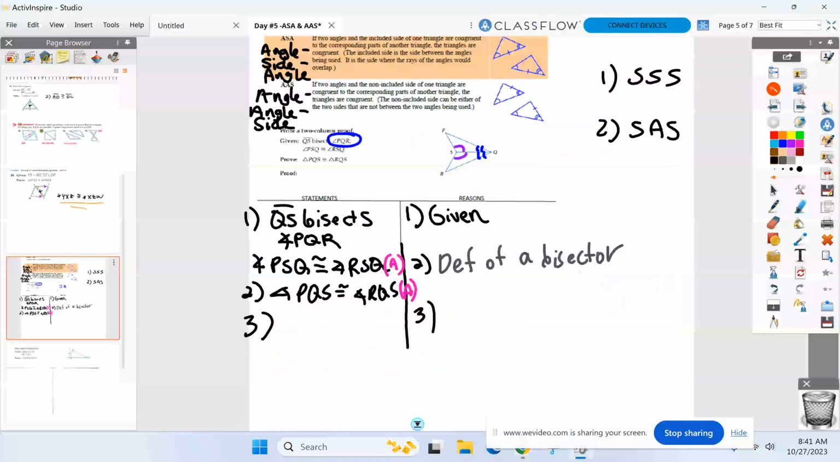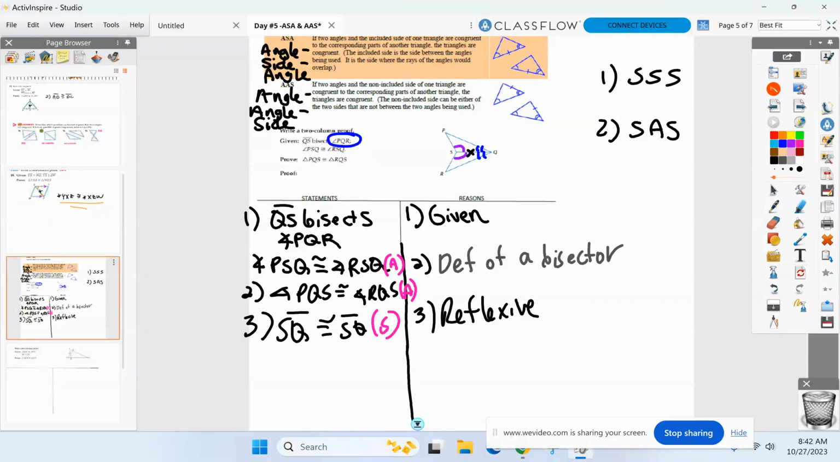Stephanie, where's that side? SQ. Good. Great work. Yep, I see that shared side like I did a lot yesterday. SQ congruent to itself, reflexive. And that gives me the side.